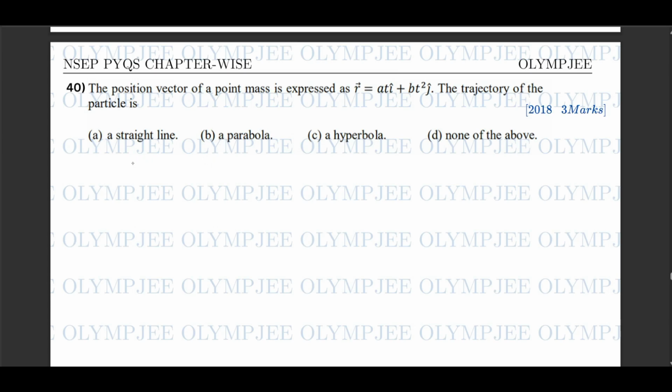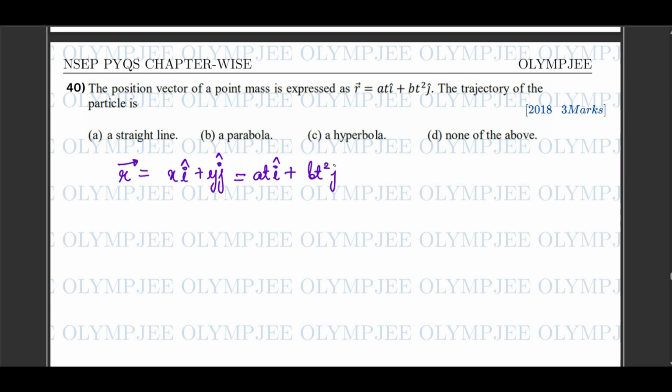Whenever the question asks for trajectory, we relate the x and y components. We are given r, which is basically xi plus yj. It is given as ati plus bt square j. So x is equal to at and y is equal to bt square. We are comparing the i cap and j cap coefficients. From here we obtain t is equal to x by a. So we can substitute t here. That will become this, which is the equation of a parabola.